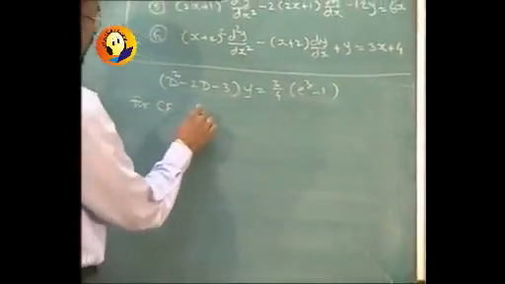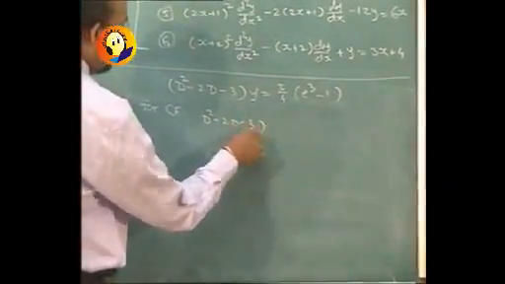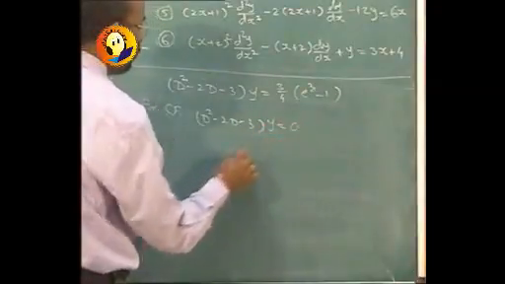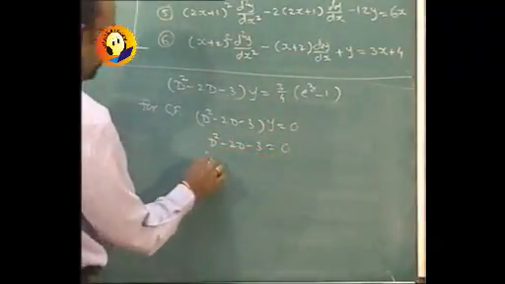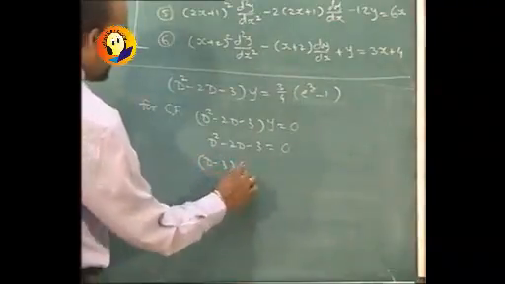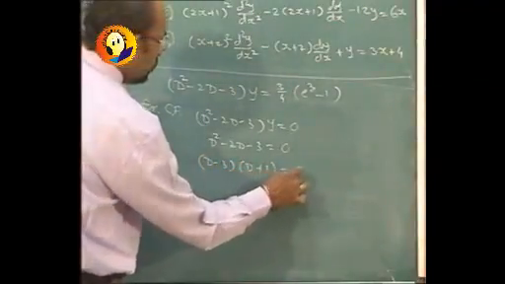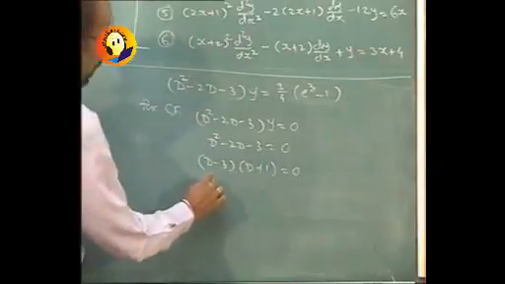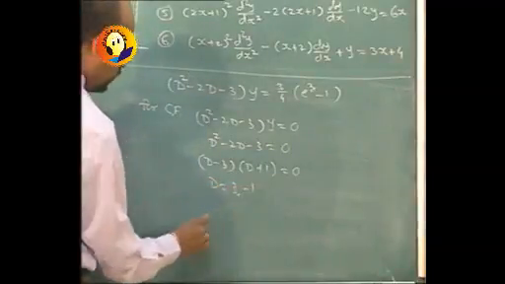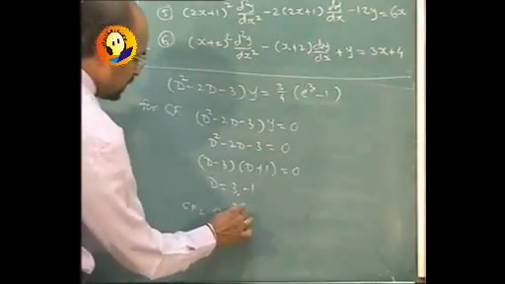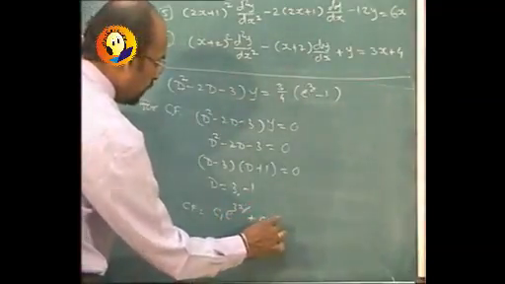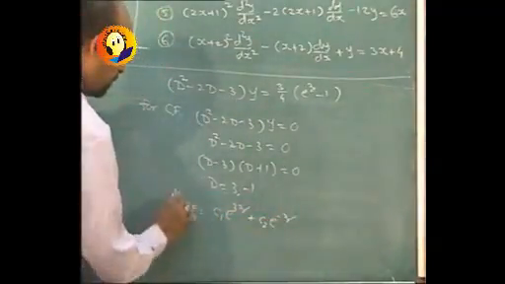For CF, it will be (D square minus 2D minus 3) bracket complete operating on y equal to 0, that is D square minus 2D minus 3 equal to 0, which is nothing but (D minus 3) into (D plus 1) equal to 0, and so D will be equal to 3 or minus 1. So CF comes out to be C1 e raised to 3z plus C2 e raised to minus z.